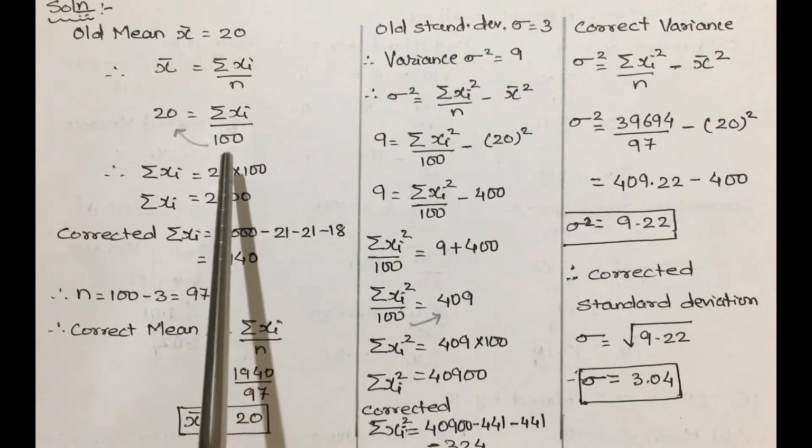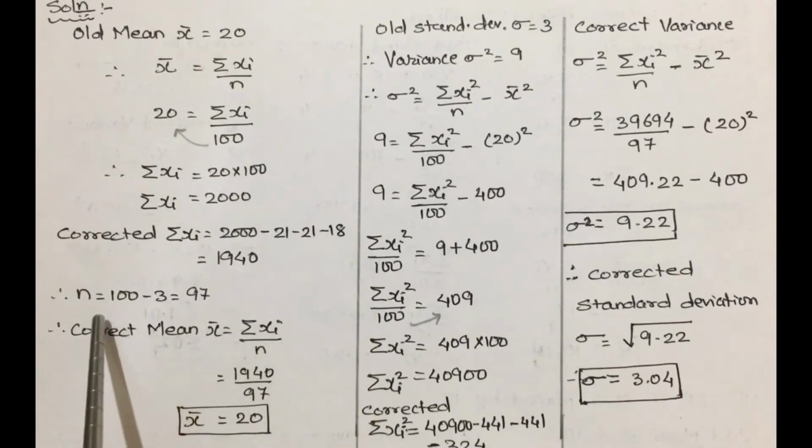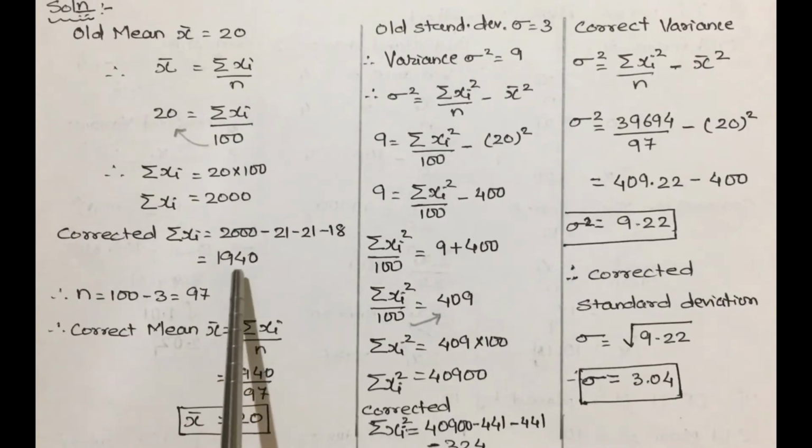Now out of 100 observations, 3 observations are subtracted. So n will also change and 100 minus 3 will make it 97. So the correct mean over here, by taking summation xi as 1940 and n as 97, will be x bar equal to 20.